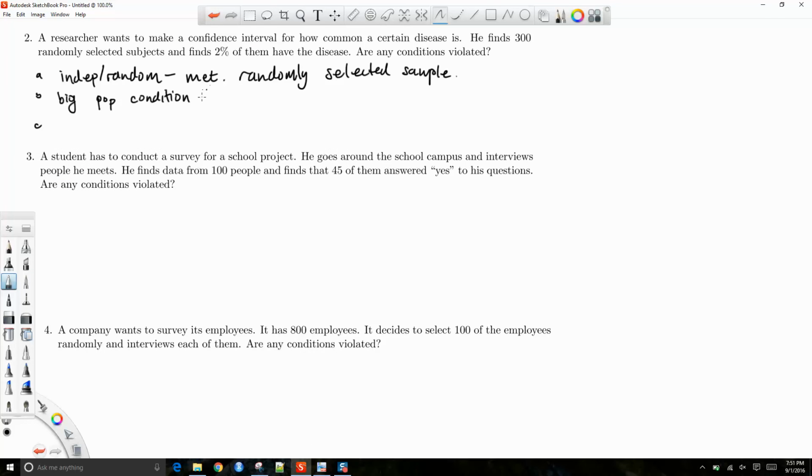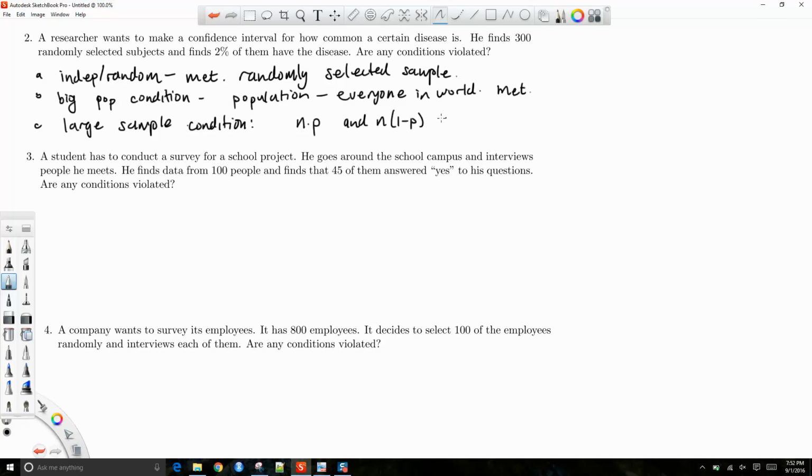Okay, big population condition. So the population here would be pretty much everyone in the world because we're looking for the prevalence of a disease, right? Okay, and then so this condition is met. And then finally we have the large sample condition. Okay, and then so here we're going to check n times p and n times 1 minus p must both be bigger than or equal to 10.